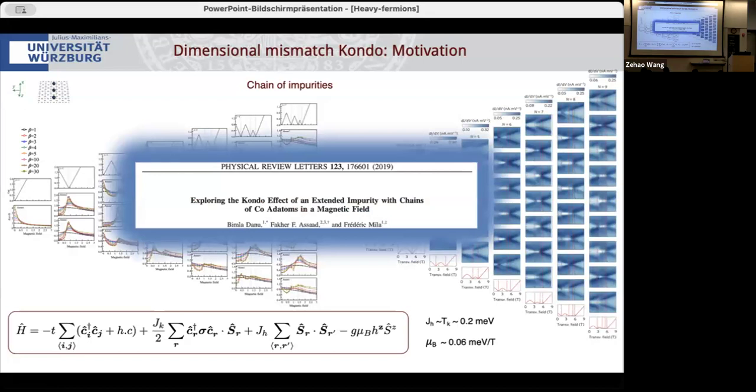That's all. It's a model which you can simulate and which you can really compare to experiment. That's very satisfying. And Bimla Danu is the person who did all the work. This is beautiful work.